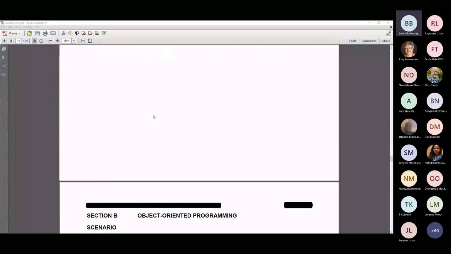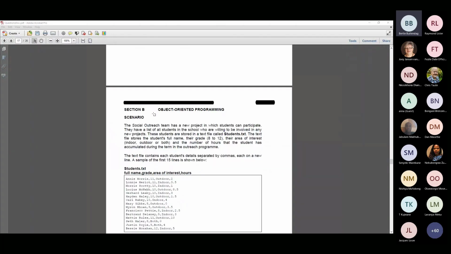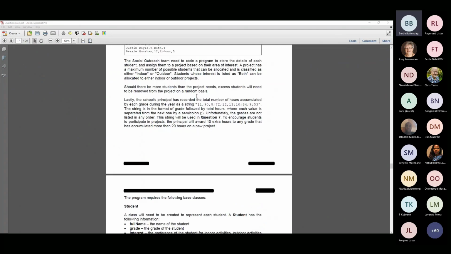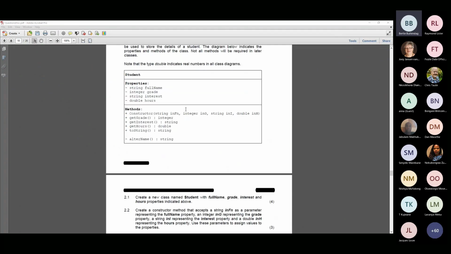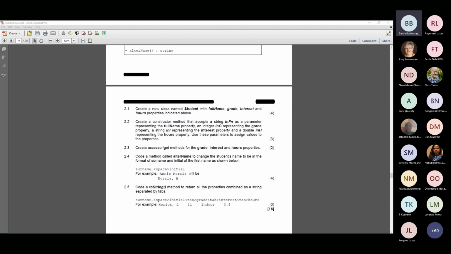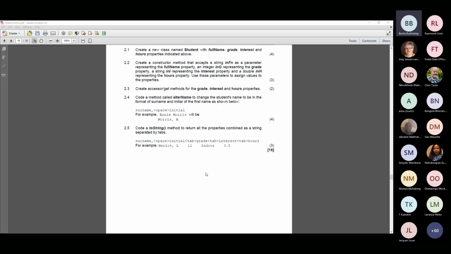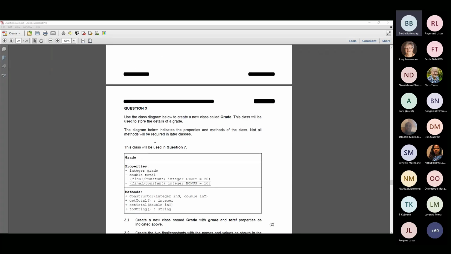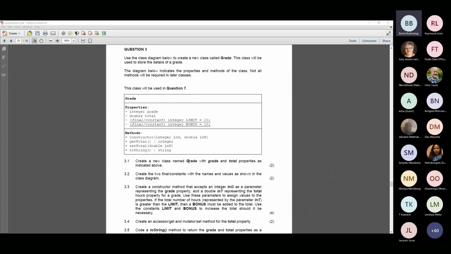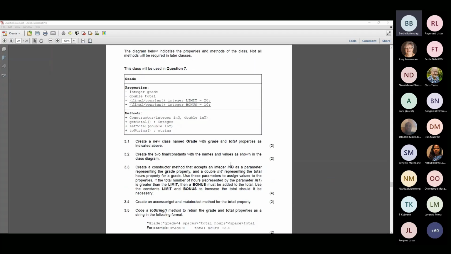So I had a quick scan when I got it. What they have is a bigger object-oriented programming scenario. Then it seems they give the scenario with a UML diagram. Then there's a question 2 where they design a new class. It looks like student with some methods over there and a toString method and so forth with accessors and mutators. But then the question gradually builds on. Question 3, then create a new class called grade, and it then builds up.